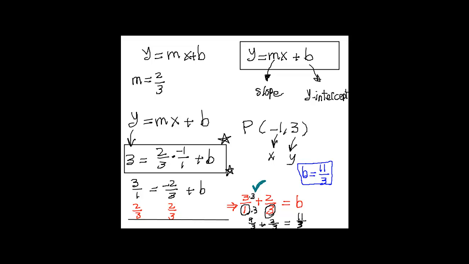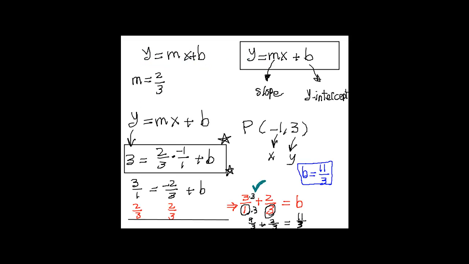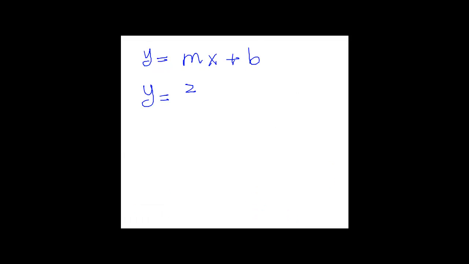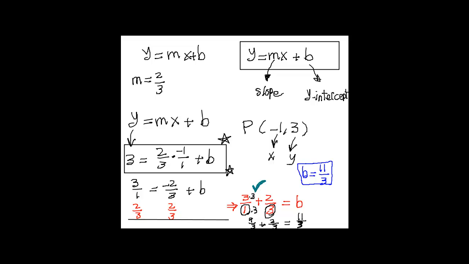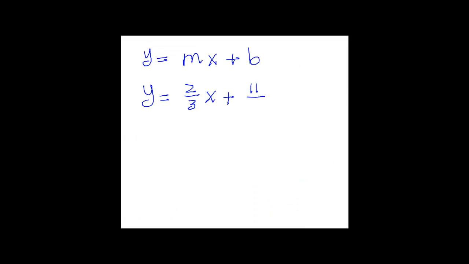Okay, what's the equation like? We go back and write down the general equation, y = mx + b. So the equation will be y equals, we found the slope to be 2/3, x, plus, now we know the y-intercept is 11 over 3. That's the equation of the line in slope-intercept form.